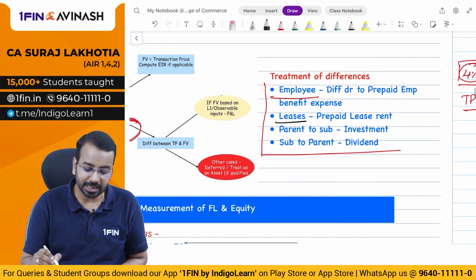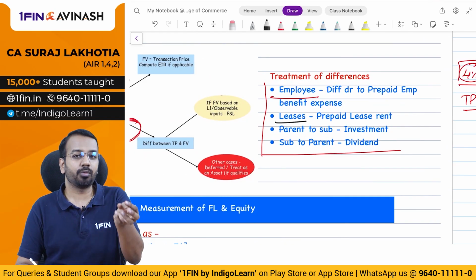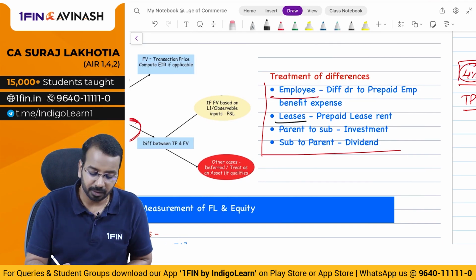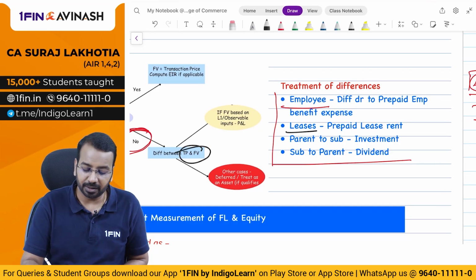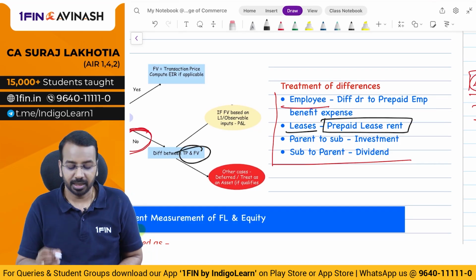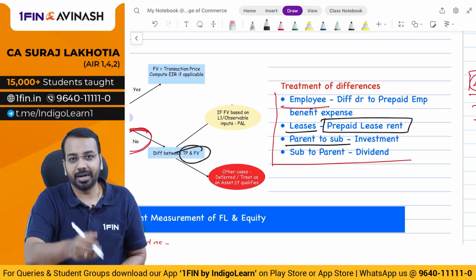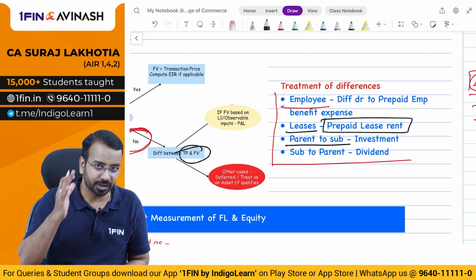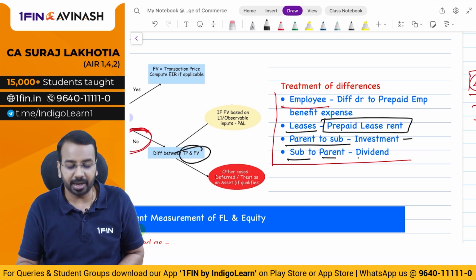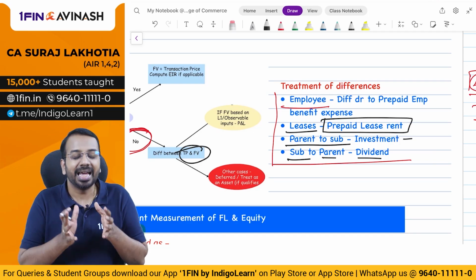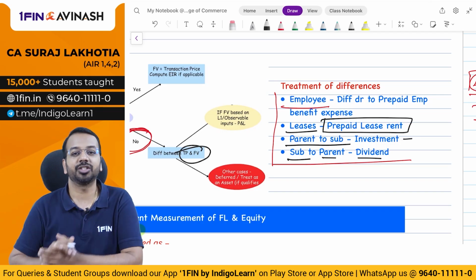Similarly, if there are any security deposits which are made interest free, the excess amount of deposit, meaning the difference between the transaction price and fair value, is considered to be prepaid lease rent. Similarly, if the parent has given the subsidiary a discounted rate of interest for a loan or for preference shares, whatever it is, then the difference is treated as investment, and if the subsidiary is giving to the parent, the difference is treated as dividend. Meaning any excess amount you are paying is consideration for something else, not for this financial asset.